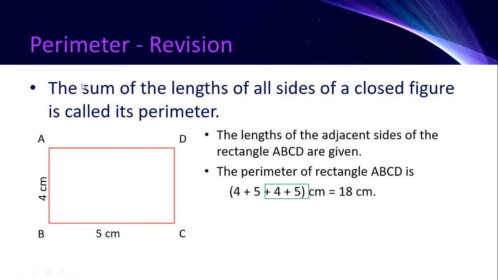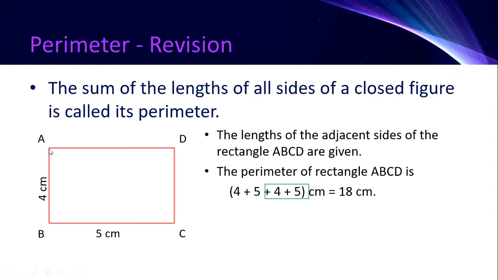So the sum, that means you have to add the length of all the sides of the given figure, of a closed figure, a figure that is closed, like a rectangle or a triangle or a square or a circle. The sum of the lengths of all the sides of a closed figure is called the perimeter. Now let us look at an example for a better idea.